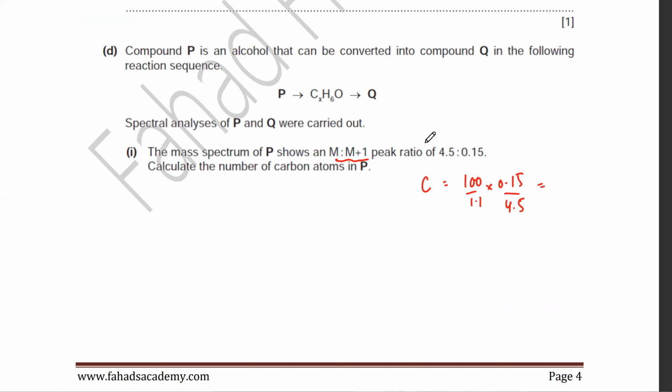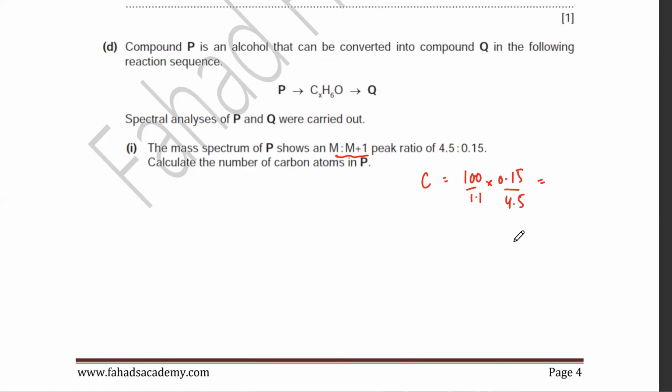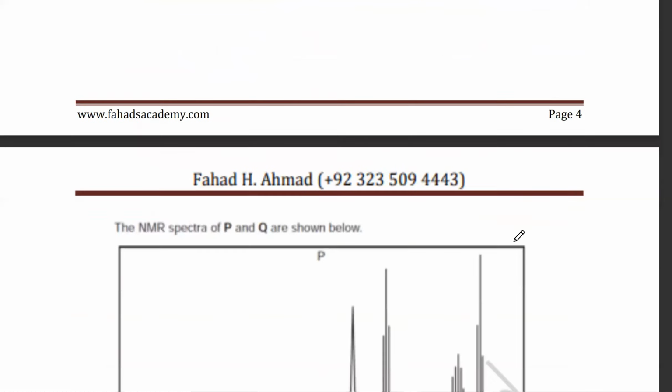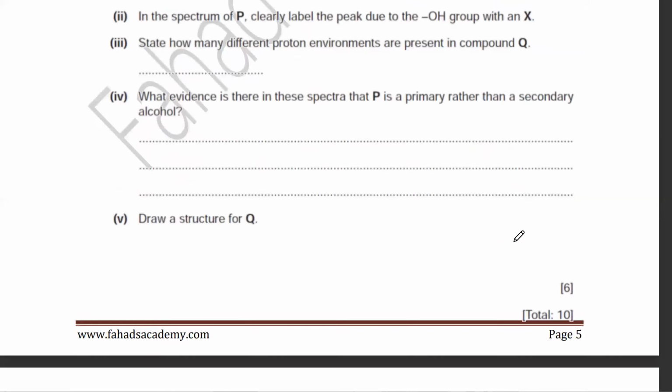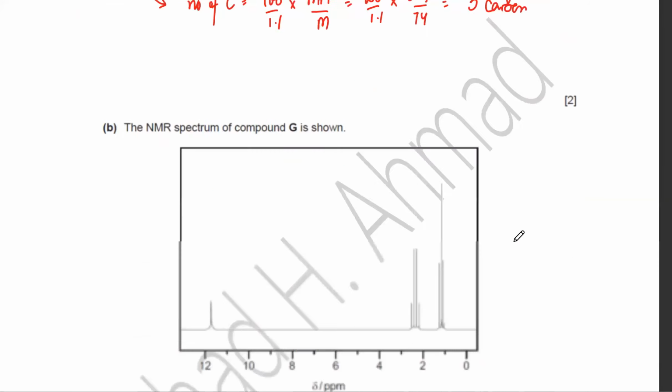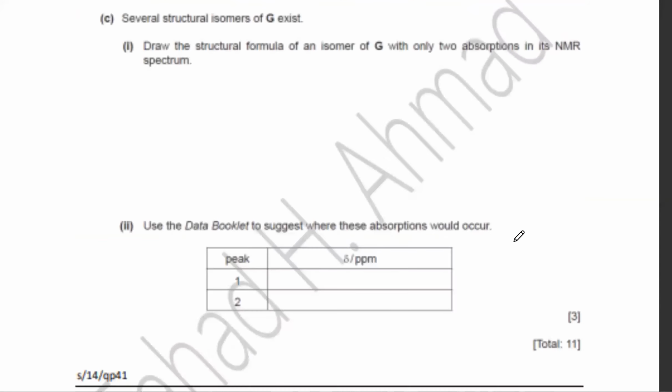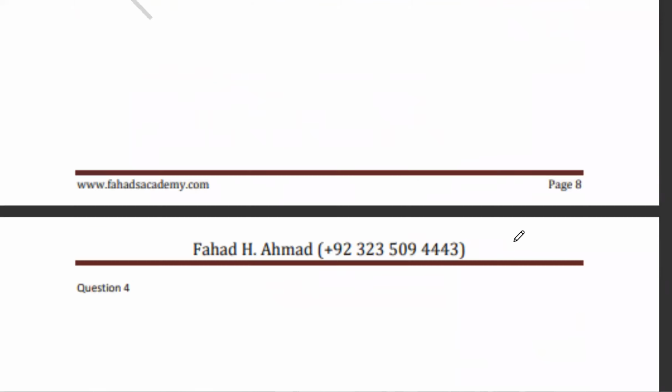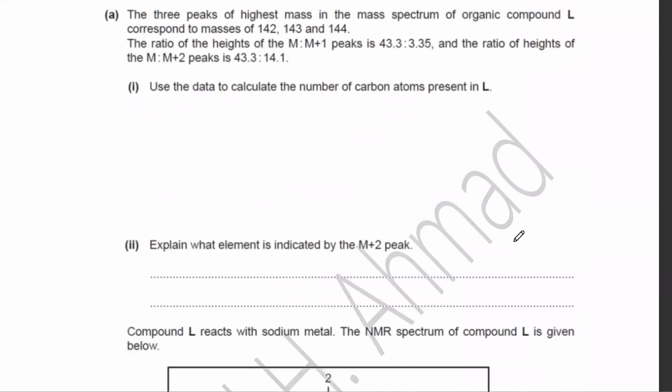m+1 divided by m. क्या बन रहा है इसका? 3. Okay, so that's 3. Anyway, so we'll be asked about this. Let's try and figure out questions related to chlorine and bromine. Hopefully there are some in this one. Let's talk about this one.